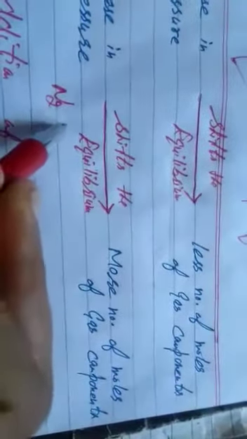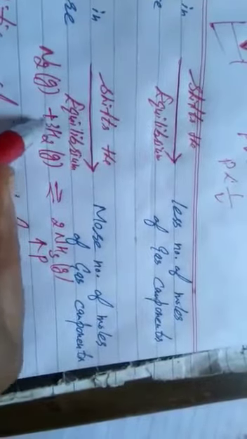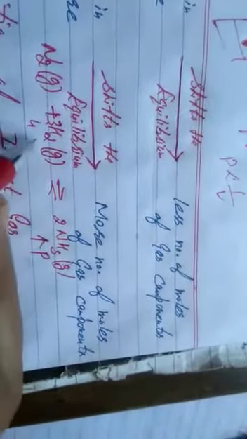For the reaction N2 gas plus H2 gas to give ammonia gas, what will happen on increase in pressure? Towards less number of moles. On the reactant side, the number of moles are 4: 3 of molecular hydrogen and 1 of molecular nitrogen. On the product side, they are 2. Less number of moles, it means our answer is product side. Decrease in pressure is towards more number of moles, so we write reactant side. But if the number of moles are equal, no effect.